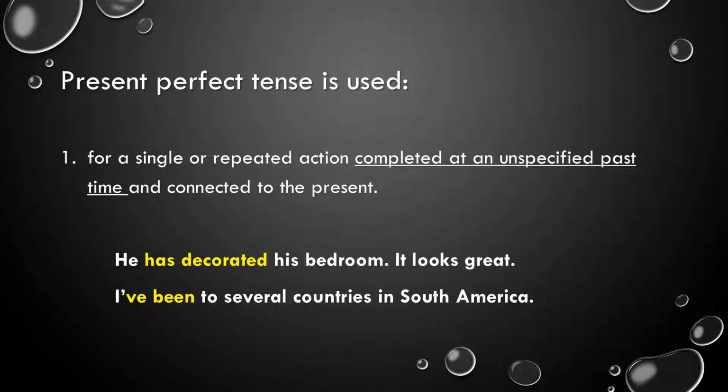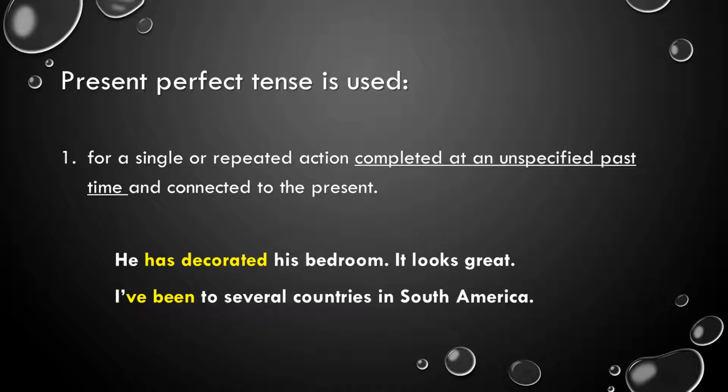What do I mean by this? Number one, the action should be finished in the past, but we don't know when it was finished. Number two, it still should be connected to the present. For example, he has decorated his bedroom.